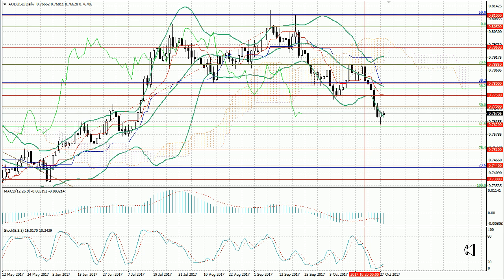The pair Australian dollar to US dollar last week dropped to the level of 0.7620 and may continue to fall to 0.7510. However, currently the beginning of upward correction to the levels of 0.7750 and 0.780 near the middle line of Bollinger Bands seems more likely. The possibility of growth is confirmed by Stochastic that is about to leave the oversold area.